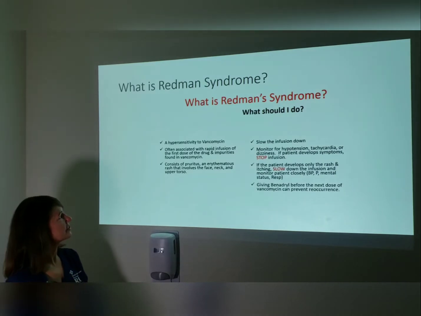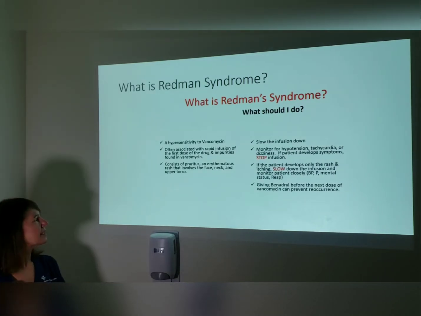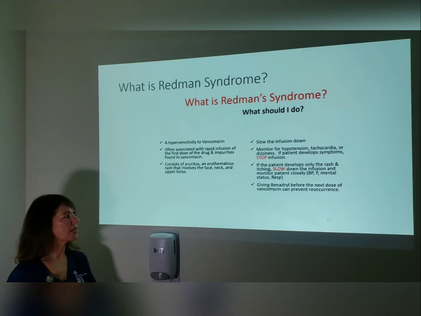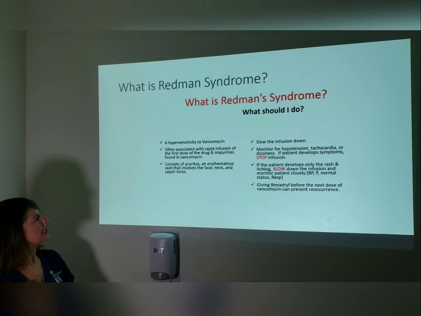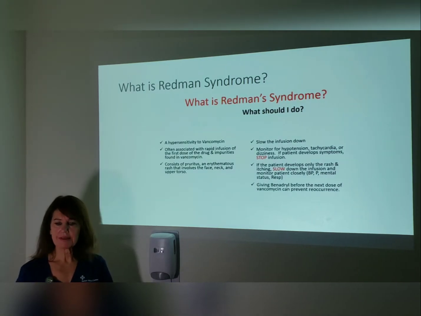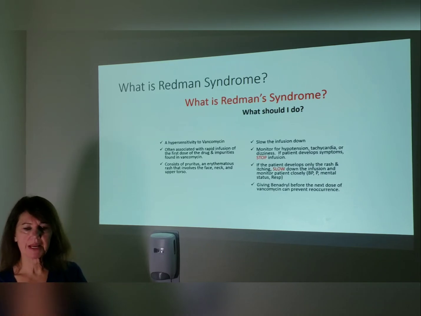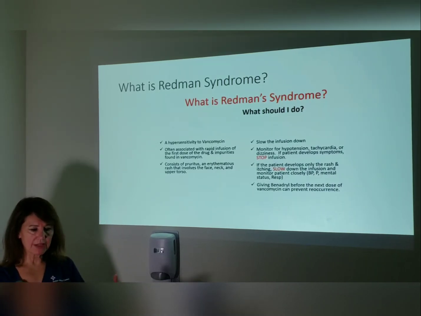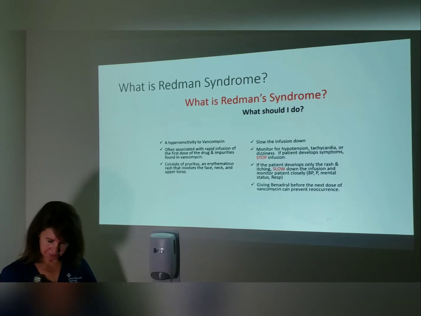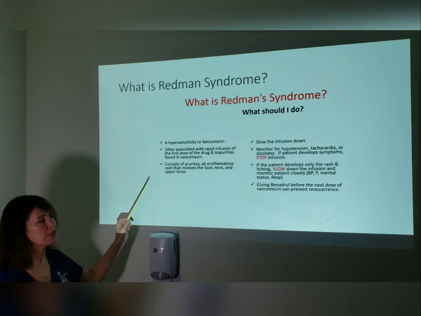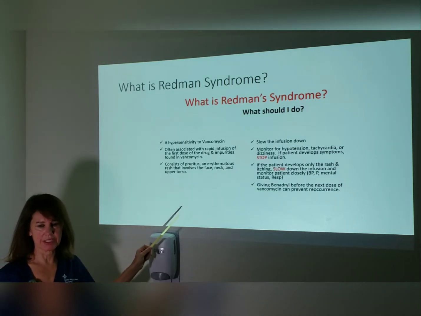And what is red man syndrome, and what should I do? It's a hypersensitivity to the Vanco. Like I said, it has to do with the purification process, often associated with rapid infusion in the first dose. Usually we're always giving it according to what the pharmacy recommends, but every patient, how they react to the medication is different. So if they develop this rash over their chest, consider that it could be red man syndrome and due to the rate.